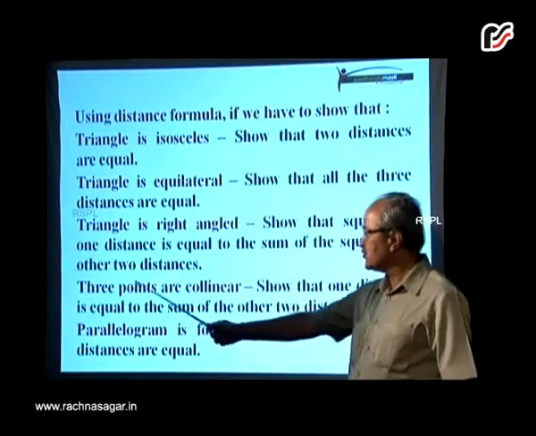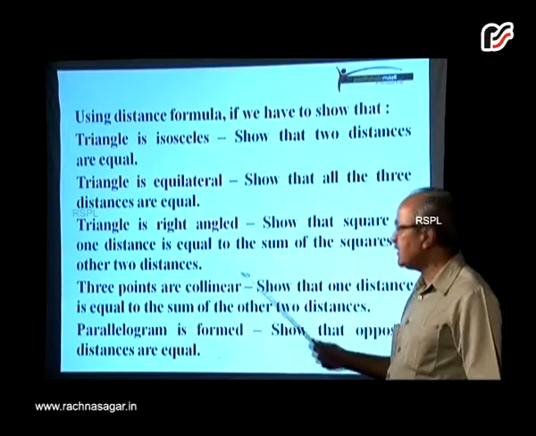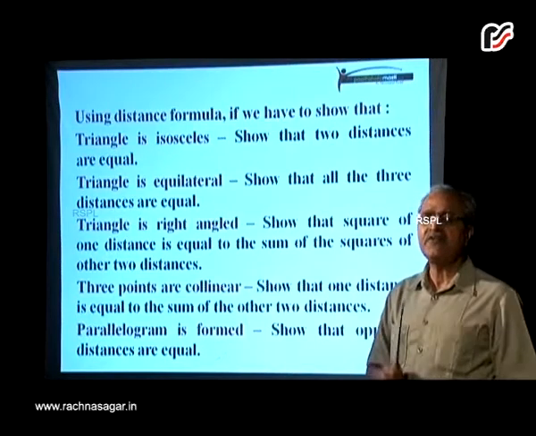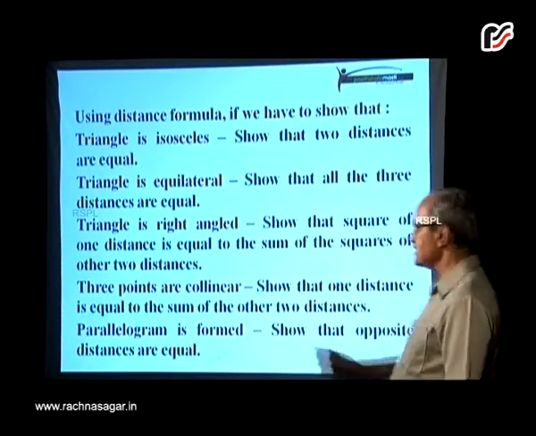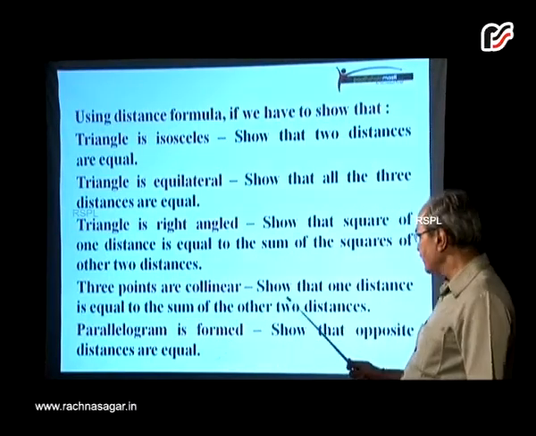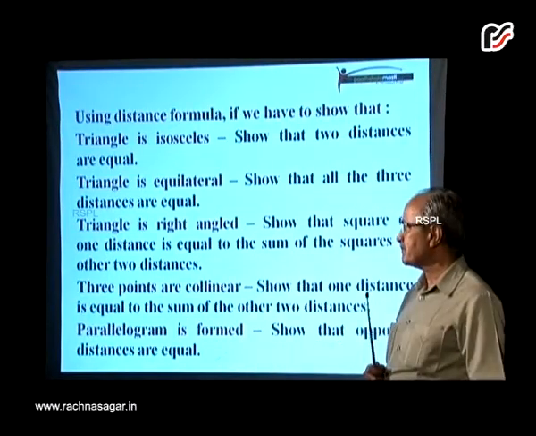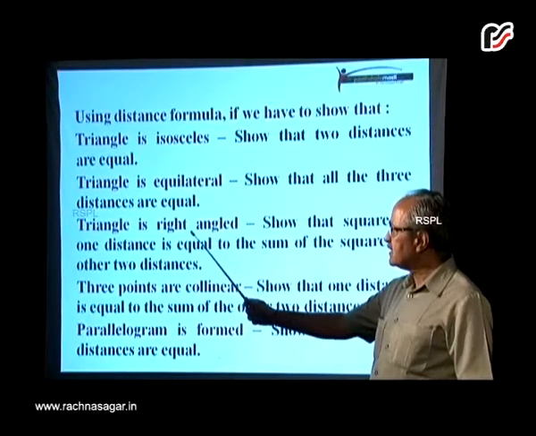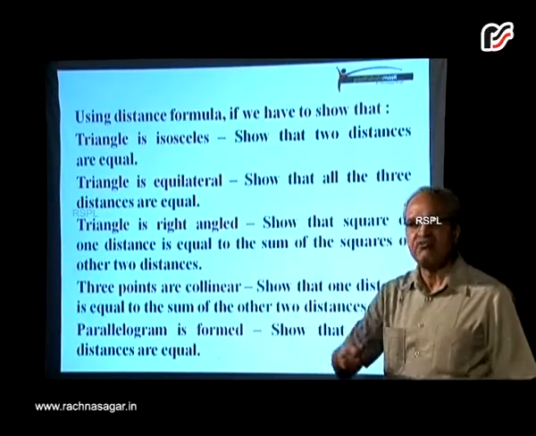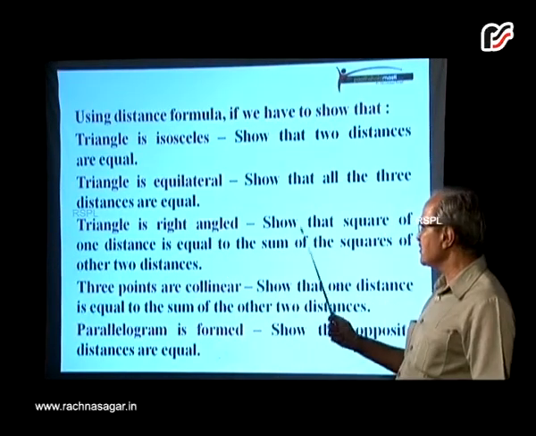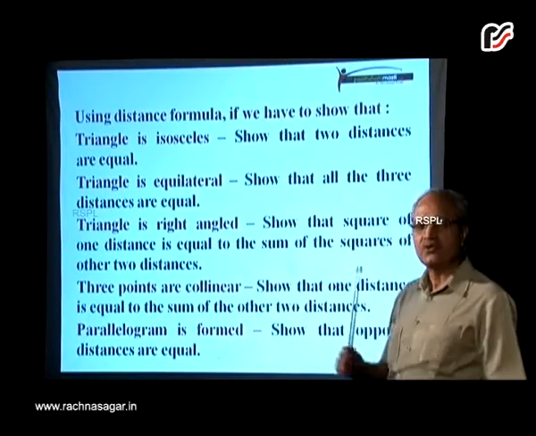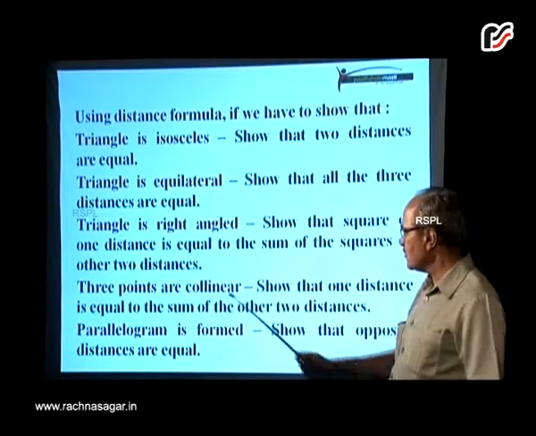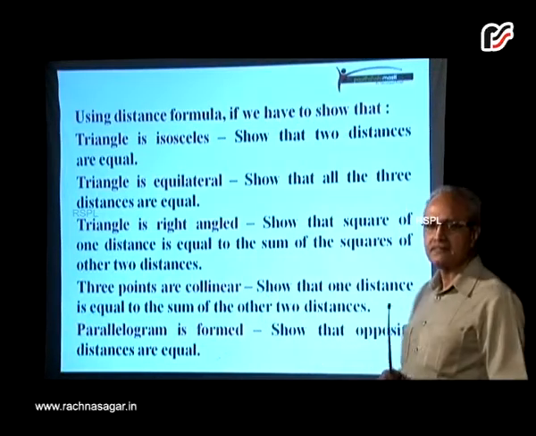Now, if we want to show that three points are collinear, again we find three distances and we show that one distance is equal to the sum of the other two distances. In a right angle triangle, we show that the square of one distance is equal to the sum of the squares of the other two distances, whereas in collinear we show that one distance is equal to the sum of the other two distances.